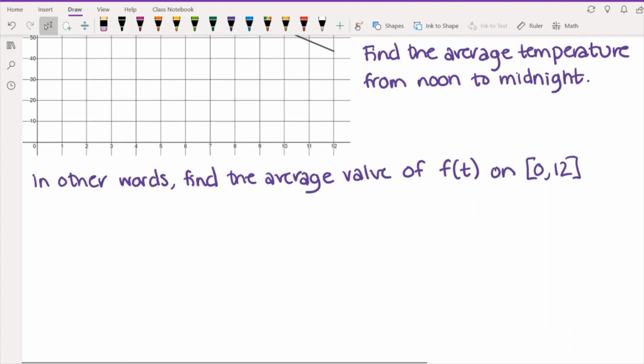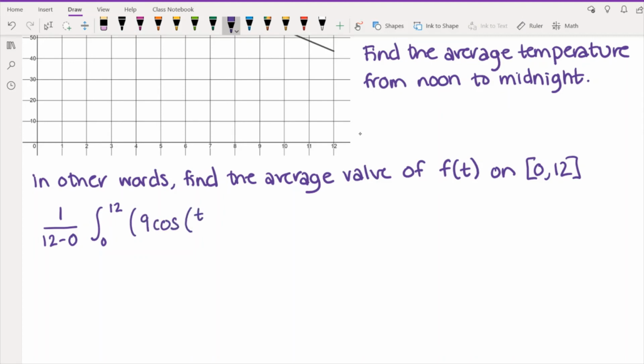And so the formula we're working with here is going to be 1 over 12 minus 0 times the integral from 0 to 12 of our function. So we had, again, 9 times cosine of t over 4 plus 18 times sine of t over 4 plus 50 dt.